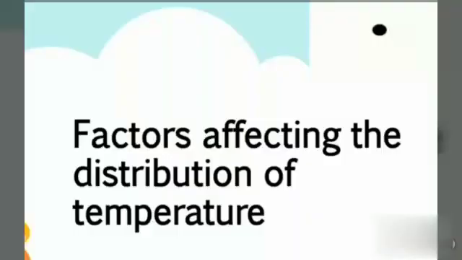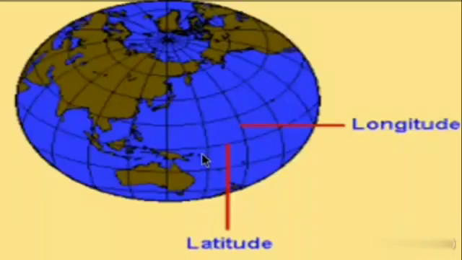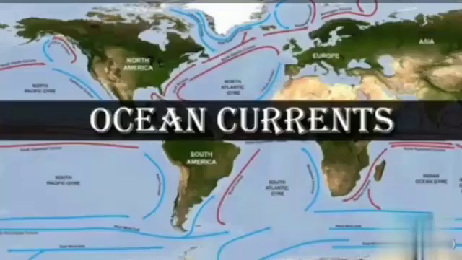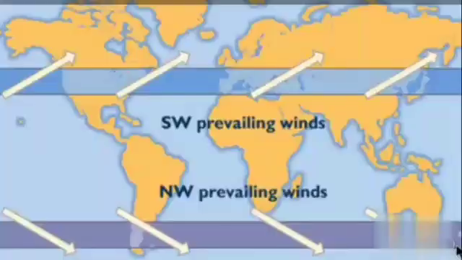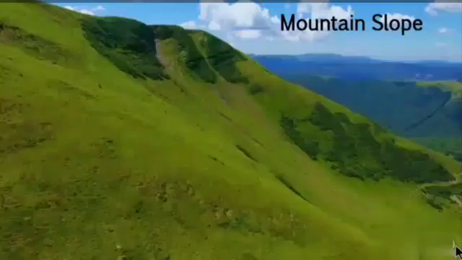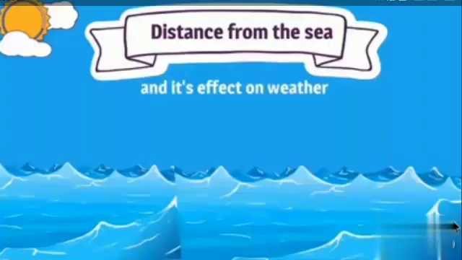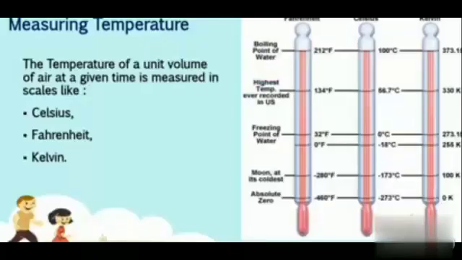Okay. Today's topic: factors affecting the distribution of temperatures. Factors like latitude, altitude, nature of land, ocean currents, prevailing winds, mountain slope, shelter, distance from the sea.